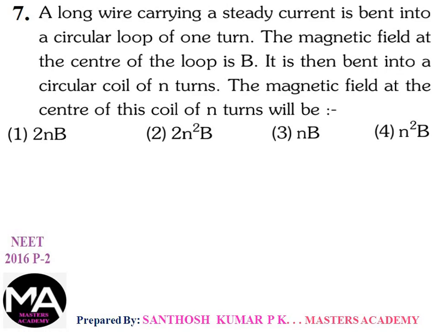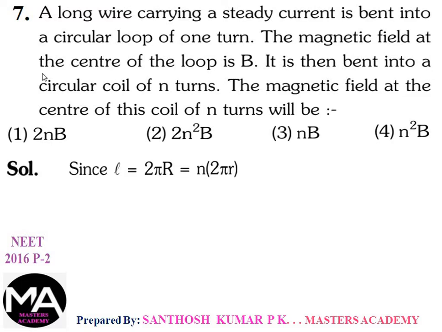Next problem. A long wire carrying a steady current is bent into a circular loop of 1 turn. The magnetic field at the center of the loop is B. It is then bent into a circular coil of n turns. The magnetic field at the center of this coil of n turns will be. So here you have a long wire. Initially it is bent into a circular loop of 1 turn, so the number of turns is 1. Next it is again bent into a circular coil of n turns, therefore the number of turns is n. It is from NEET 2016 phase 2.